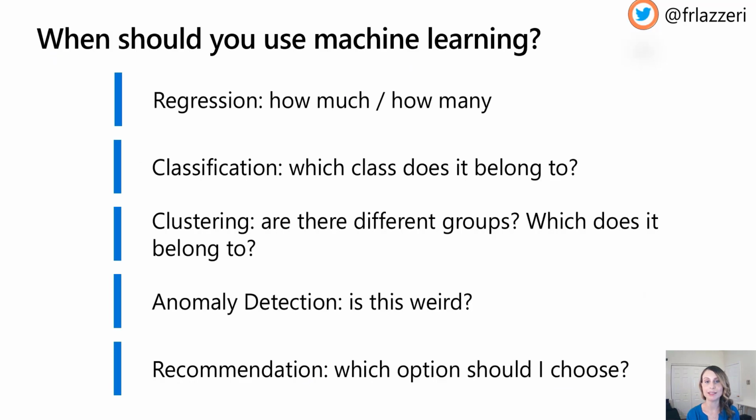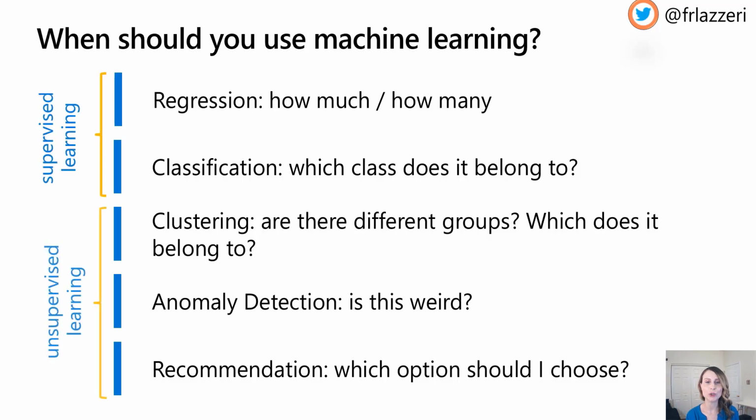As a next step, it is important to understand when you should use machine learning. Here are some common machine learning algorithms and the questions that they answer. As you can see, there are two main types of machine learning, supervised and unsupervised learning. We have regression and classification under supervised machine learning. Regression is great at answering questions like how much or how many. Classification is great at answering the question, which class does this object belong to. The main types of unsupervised machine learning algorithms are clustering, anomaly detection, and recommendation.